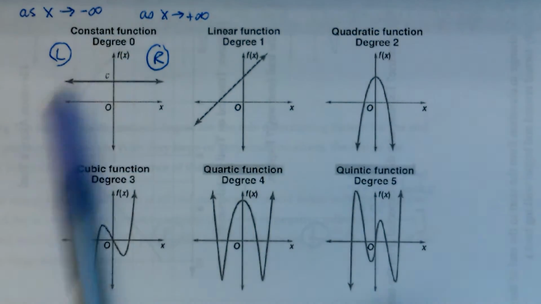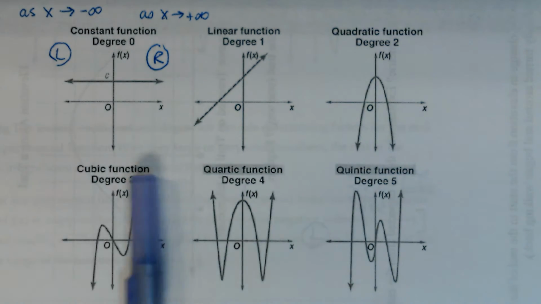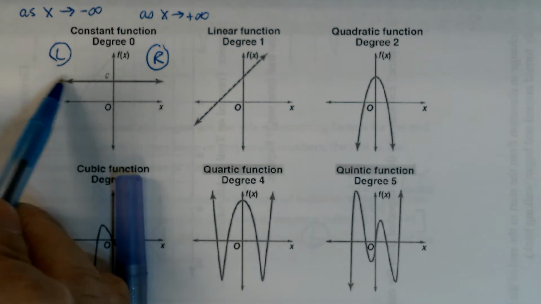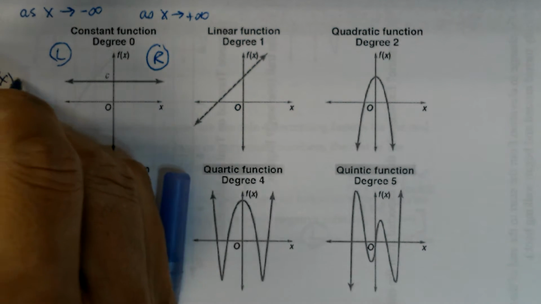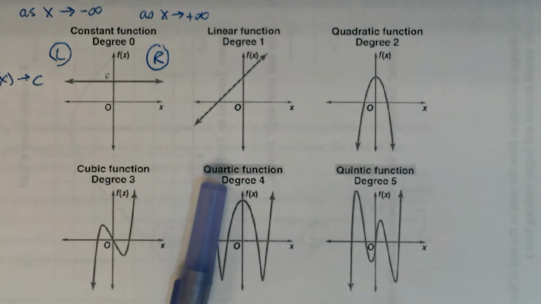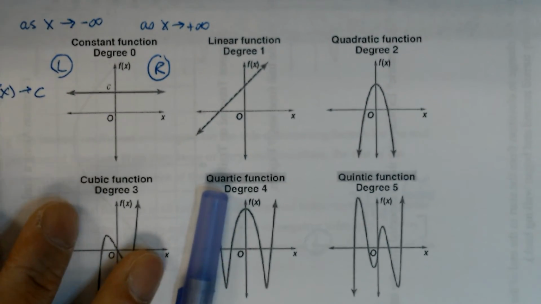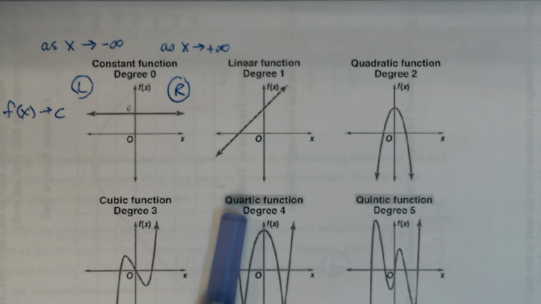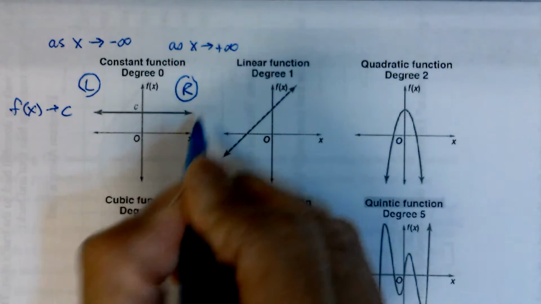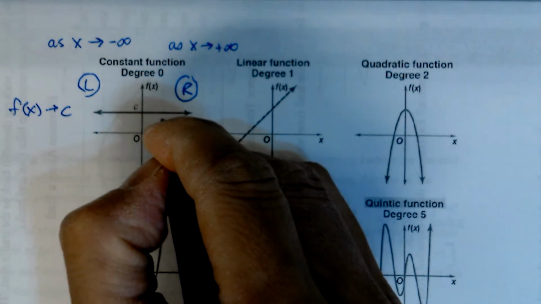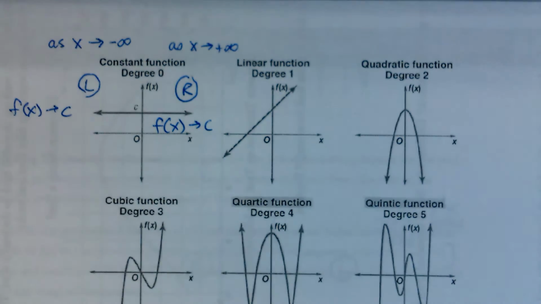So let's see what happens on this graph of the constant function as x approaches the left hand side. The graph stays horizontal, stays constant. We'll say that f of x approaches c, that constant number. And on the right hand side, as x approaches positive infinity, moves farther and farther to the right, the function f of x stays at that constant value, f of x approaches c.